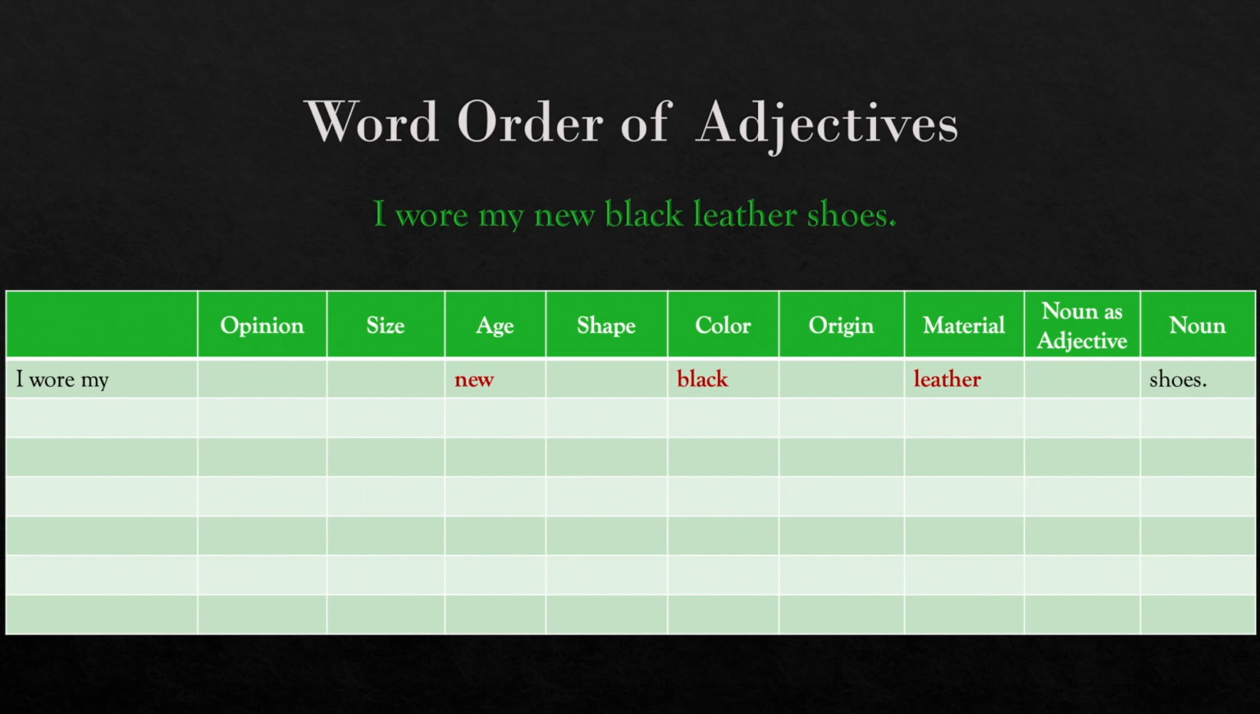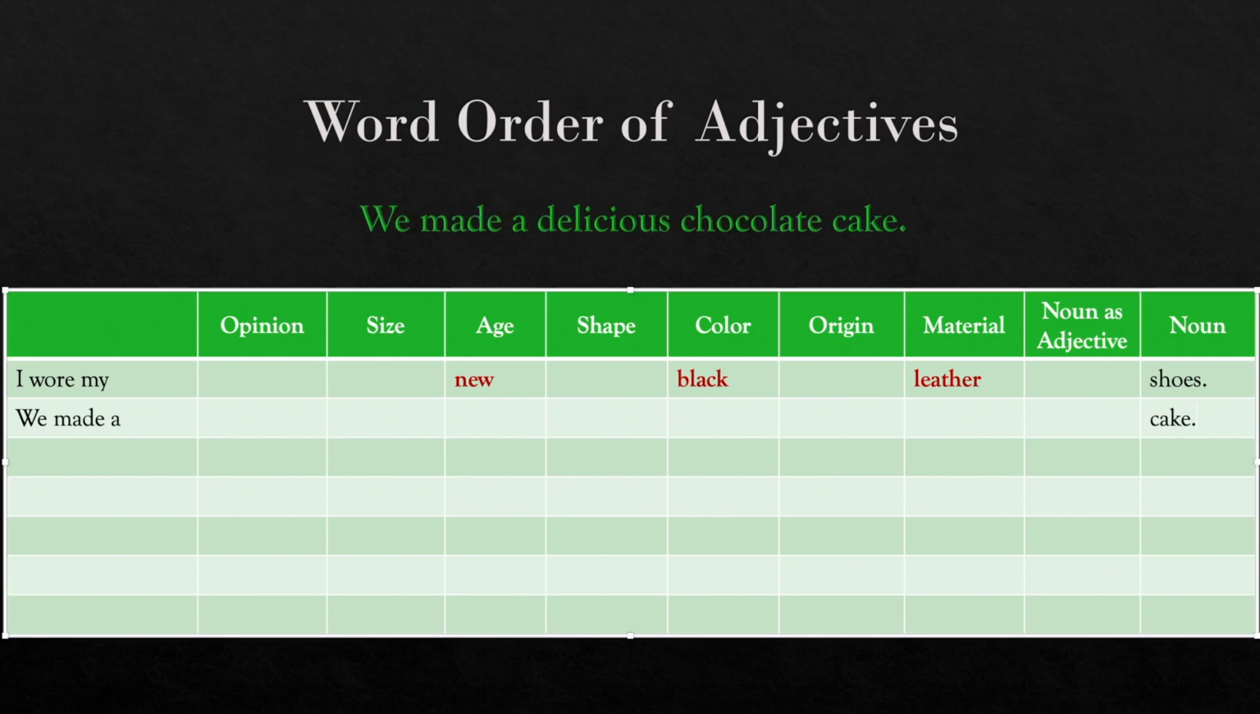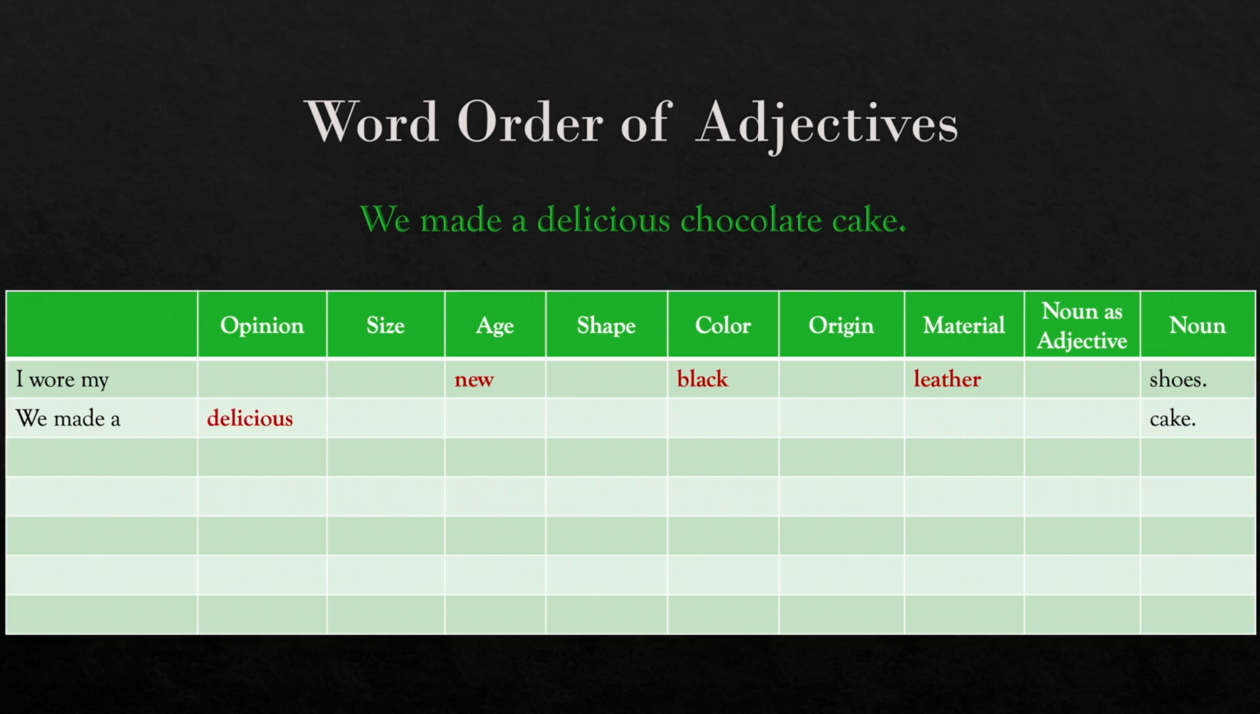Let's do another one. We made a delicious chocolate cake. I love making delicious chocolate cakes, almost as much as I love eating delicious chocolate cakes. This time we have 2 adjectives, delicious and chocolate. Delicious is our opinion. There are some people who don't like the taste of chocolate. I know it's hard to believe, but it's true. My mother didn't like chocolate. Weird. Anyway, delicious is in the column for opinion, and chocolate describes the material, what the cake is made of. So, delicious chocolate cake. That's the correct order.